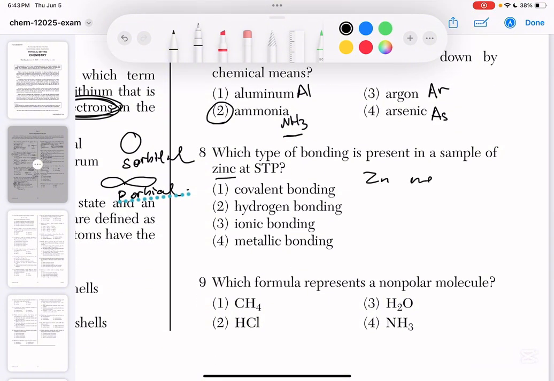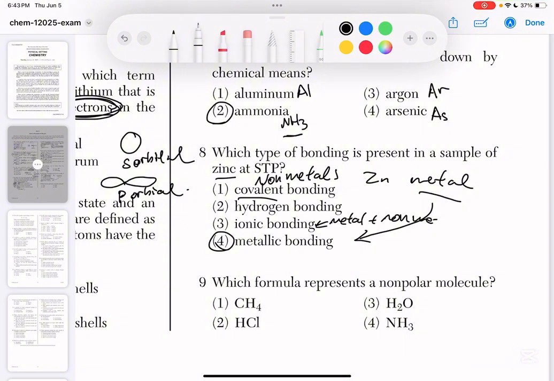Zinc is a metal, so you can pretty easily determine that it has metallic bonding. For it to be covalent or ionic, it would have to be a compound. This one is between two nonmetals. Metal and a nonmetal. So you can cross these out.